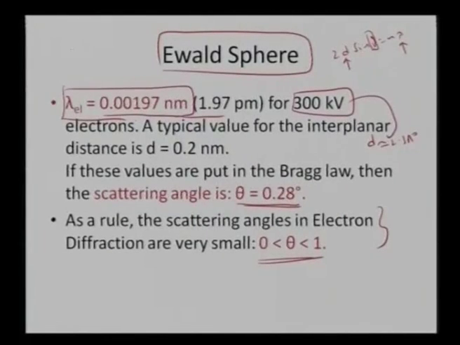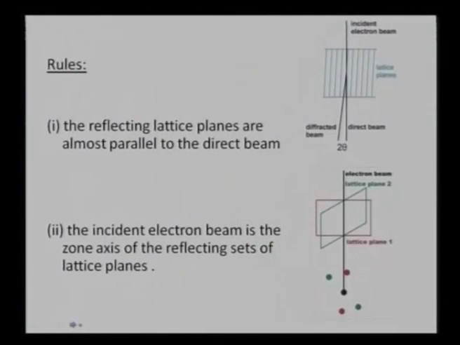So, I can see that my Ewald sphere becomes very much flatter, because my lambda value is very, very small compared to the wavelength of an XRD beam. In XRD, I use a wavelength of approximately 1 to 2 angstroms or so, which narrows down to around 2 picometers for 300 kV electrons, and that brings the scattering angle down to around 0.28 degrees. So, eventually, my scattering angles are very, very small in transmission electron microscopy.